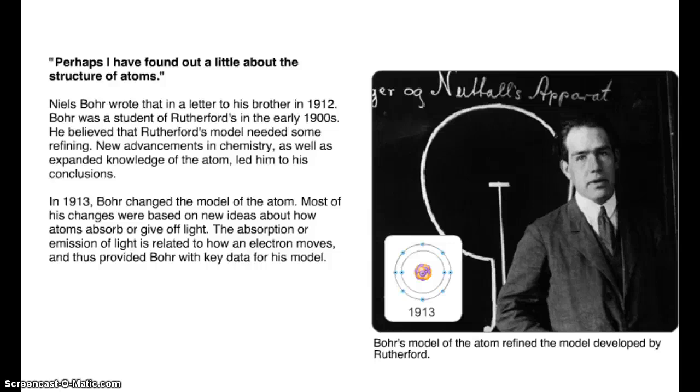In 1913, Bohr changed the model of the atom. Most of his changes were based on new ideas about how atoms absorb or give off light. The absorption or emission of light is related to how an electron moves, and thus provided Bohr with key data for his model. So Bohr's model of the atom refined the model developed by Rutherford.